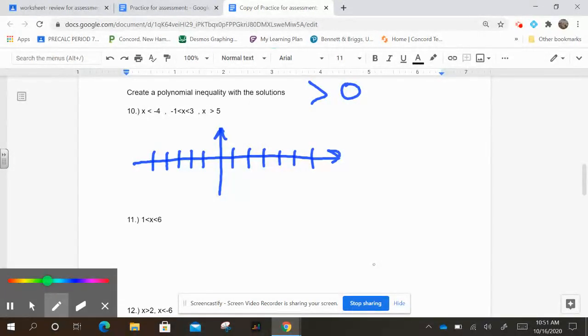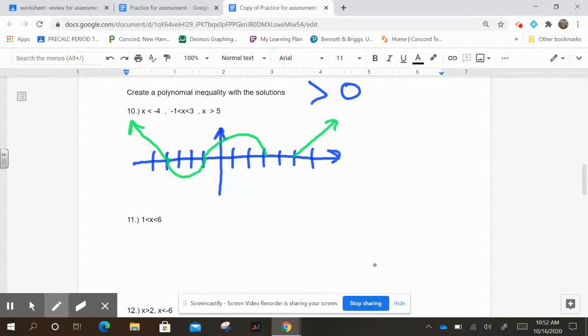So let's say when x is less than negative, I have to be above. When I'm in between -1 and 3, I have to be above. And when I'm bigger than 5, I need to be above. Okay, so it doesn't really matter what happens down here. I'm just going to connect them down. But this would be an example of something that satisfies all of these conditions.